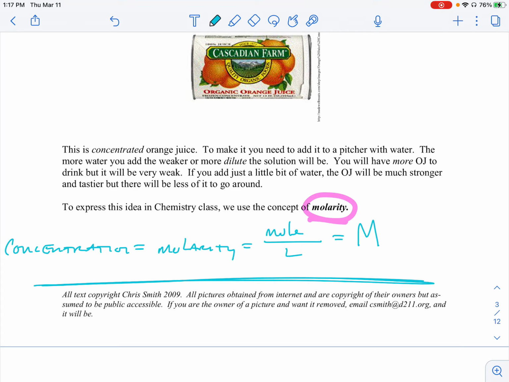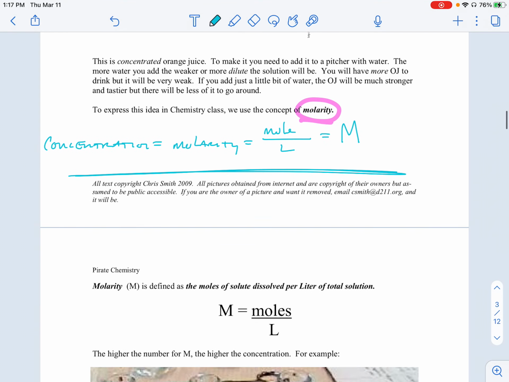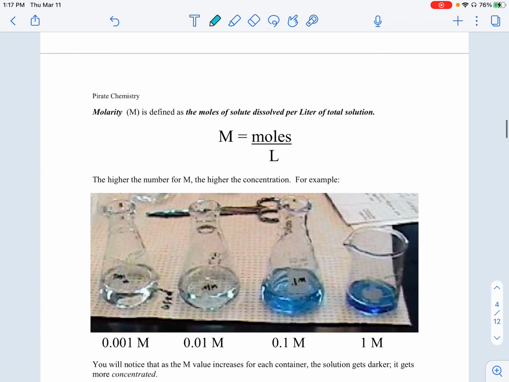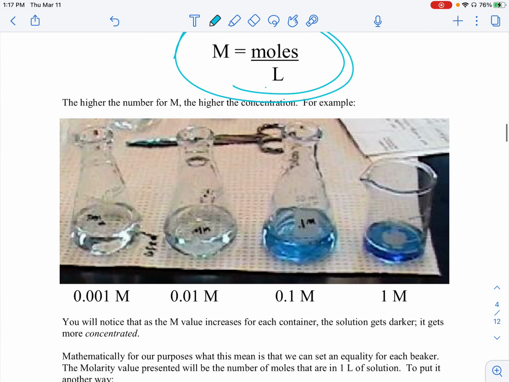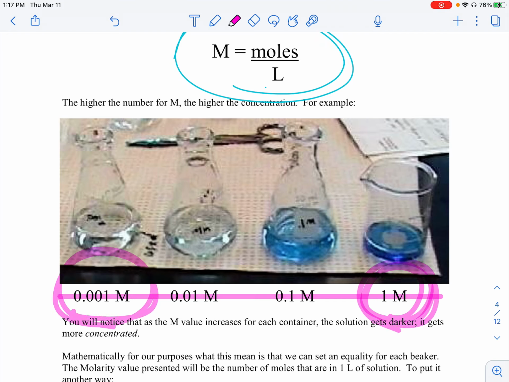Now that we have the general idea of what molarity is, we can get into solving for it. We've talked about this: moles over liters. When we look at the molarity, what does it actually mean? These are the same pictures I was looking at before, but now I attach numbers to them. Very simple: the higher the molarity, the larger the number, the more concentrated it is. So this is a 1 molar solution. This is a 0.001 molar solution.